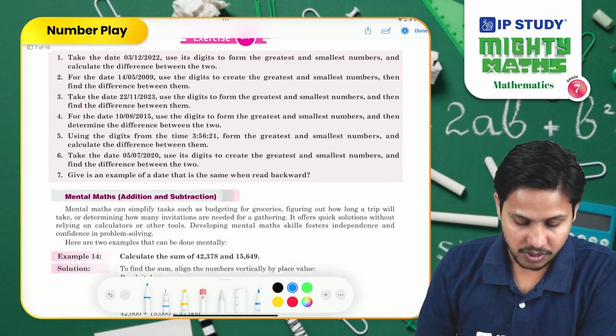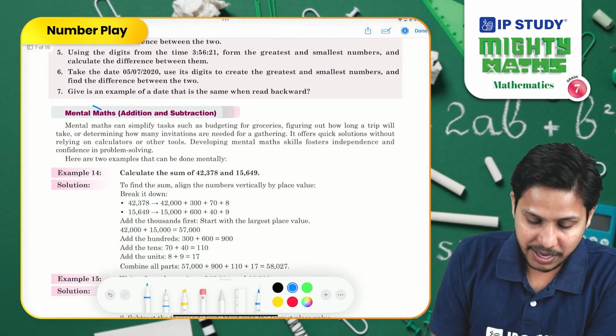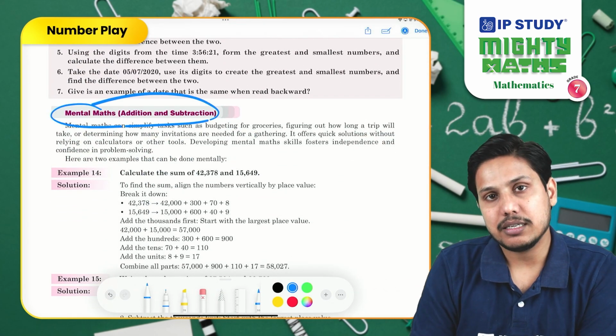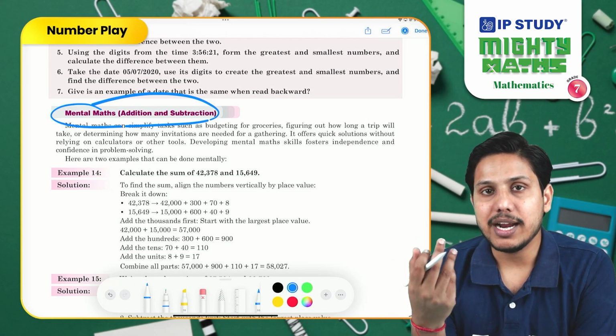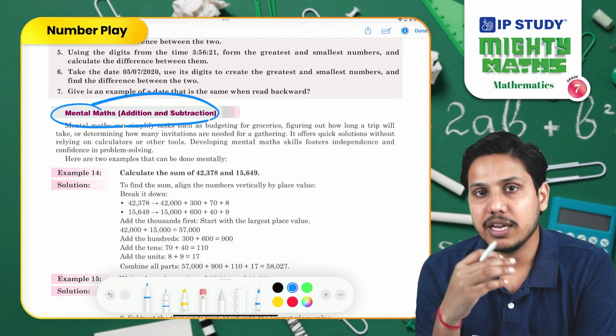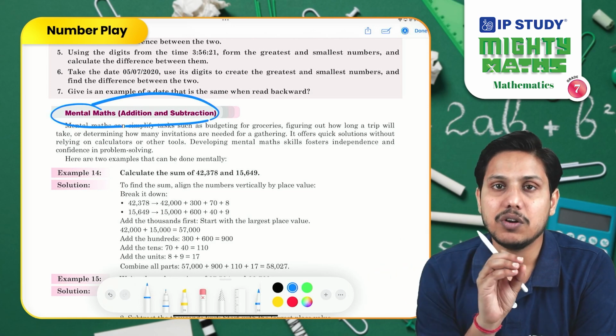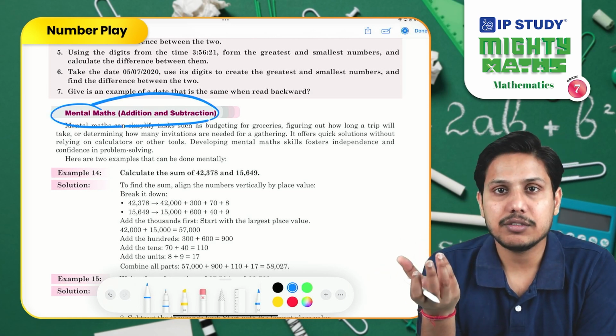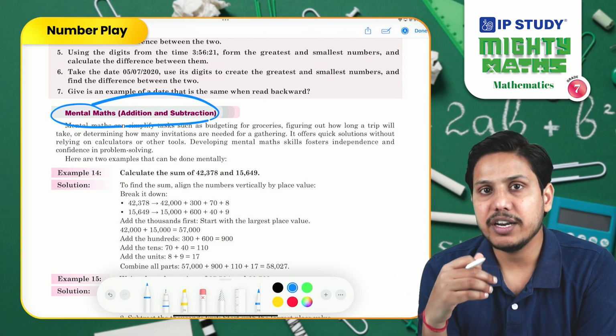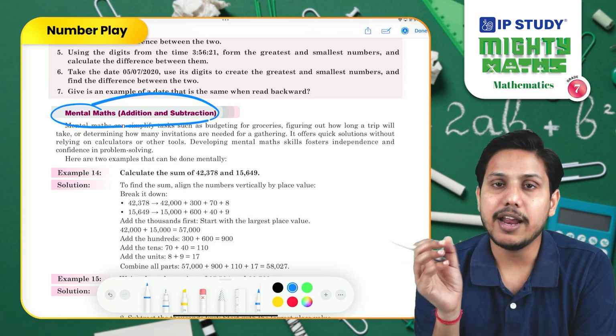Now, moving to mental maths, addition and subtraction. Students, there are various methods to add or subtract two numbers. Like we can add them horizontally or we can add them vertically. But sometimes if we use tricks to add and subtract numbers, it makes the process much easier and faster.